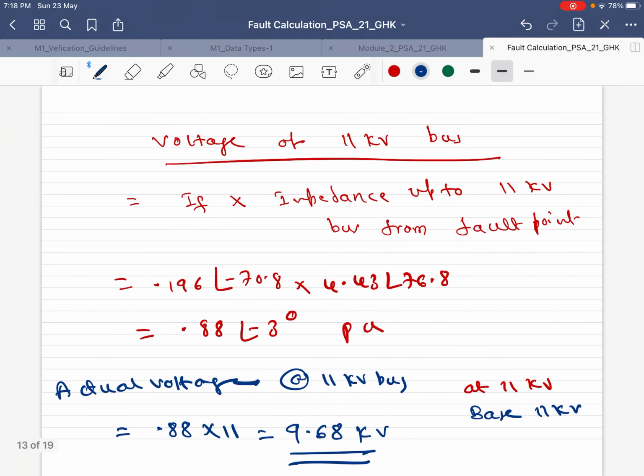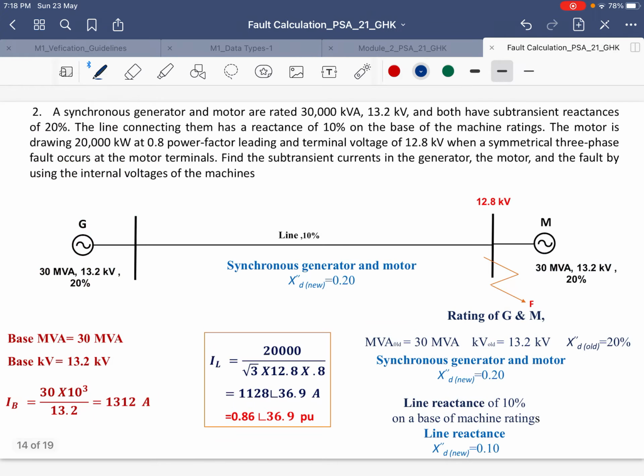Then we'll move to the next numerical. It is on a loaded machine. Then this particular problem you have to tackle with the internal voltages of the machine, the internal voltage of the machine.